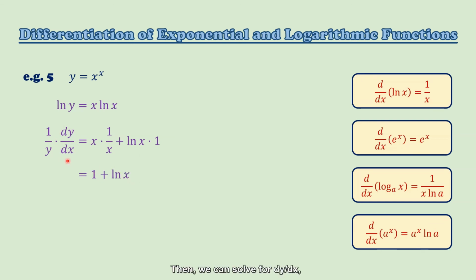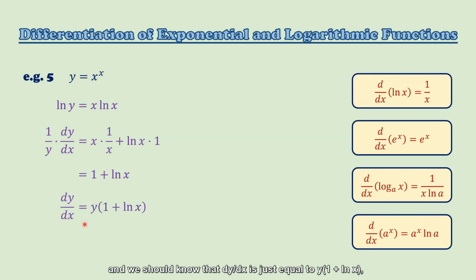Then we can solve for dy dx, and we should know that dy dx is just equal to y times 1 plus log x. But we know that y is equal to x to the power x, so we can substitute this back into y. And therefore, dy dx is just equal to x to the power x times 1 plus log x. So that's how we can do differentiation in this special example.